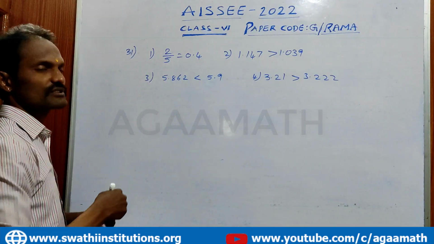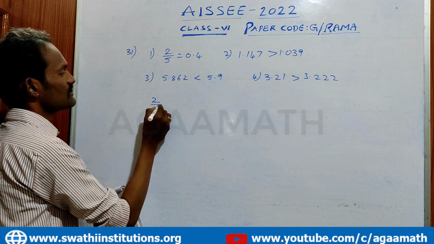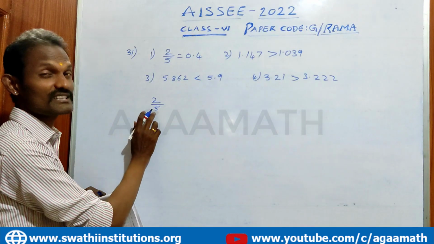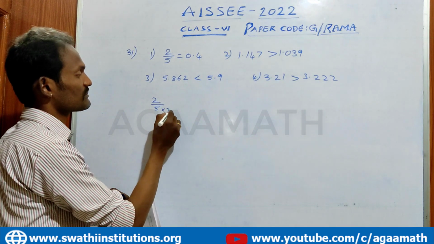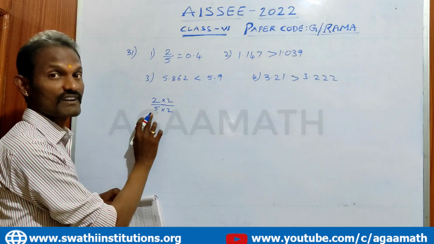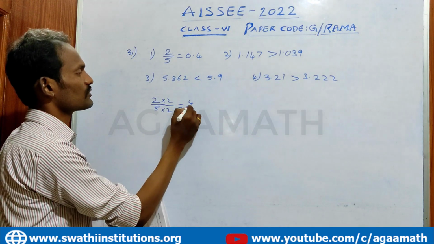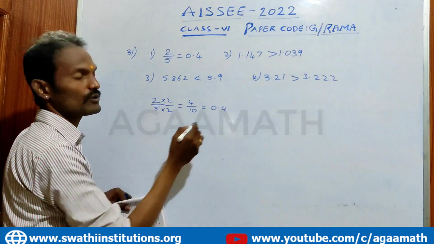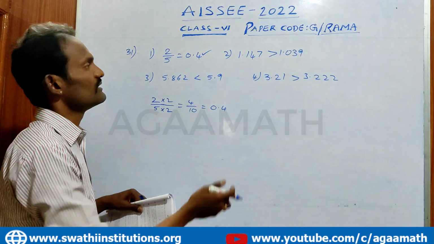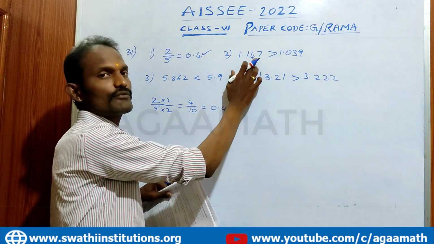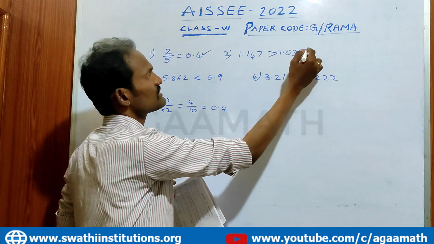So if I take the first option, 2/5, whether it is equal to 0.4 or not. Simple. What I do is, if the denominator is 10 or 100, it is easier to convert a fraction into decimal. So I multiply by 2 in the denominator, because 5 2s are 10. So to get 10, I multiplied with 2 here. Similarly, I multiply here by 2 also. That is 4/10, which equals 0.4. So this is right. We want the incorrect one, not the correct one. Now if you see the relation here, 1.147 greater than 1.039. Yes, this is obviously right. So this is also a correct one.